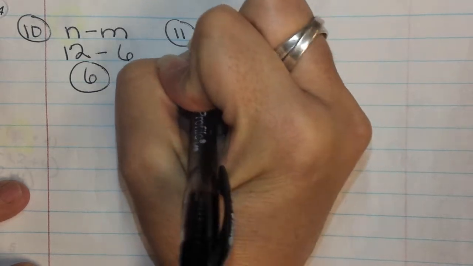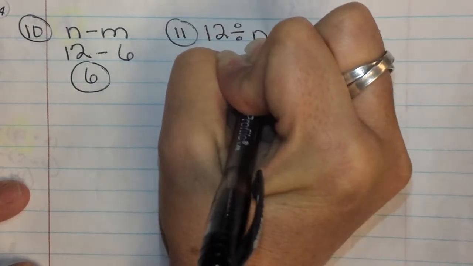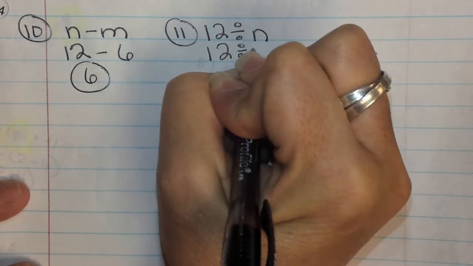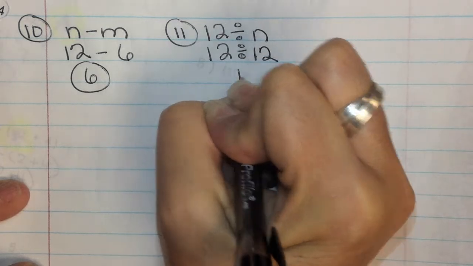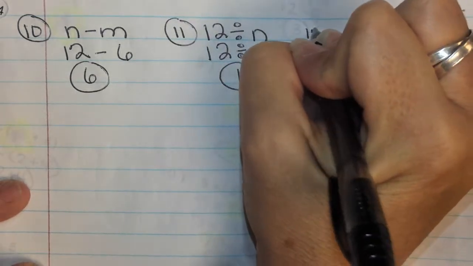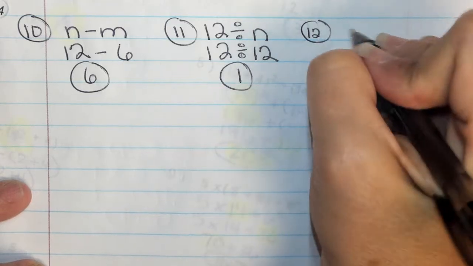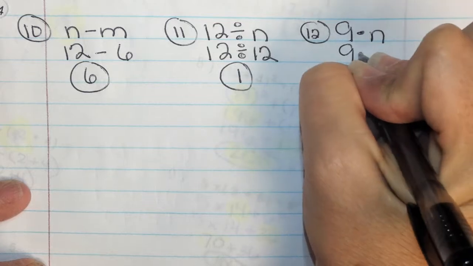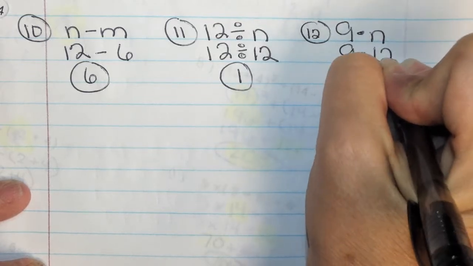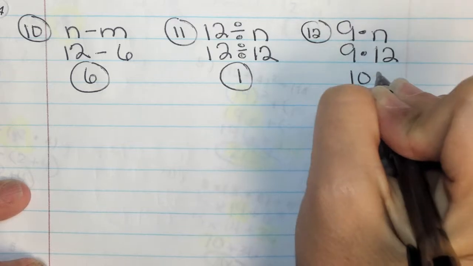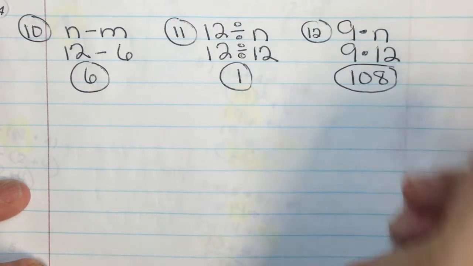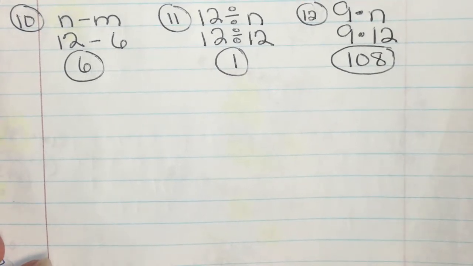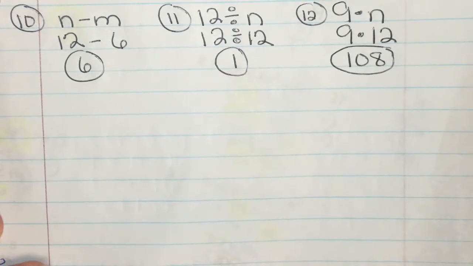Number 11, 12 divided by n. n, 12 divided by 12, which is 1. I said 0 at first. Okay, 9 dot n, which means 9 times 12, which is 108. Yes, we got to know our 12s tables. Okay, 13.